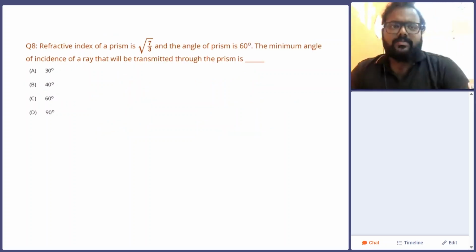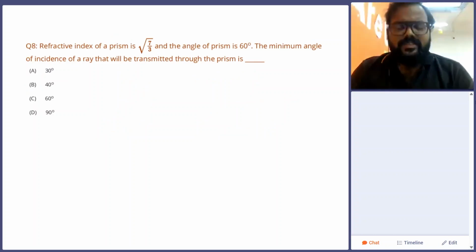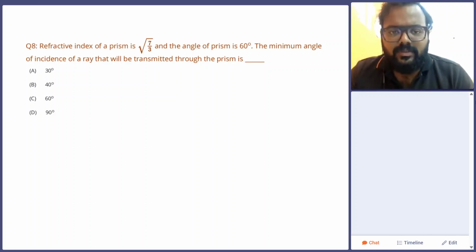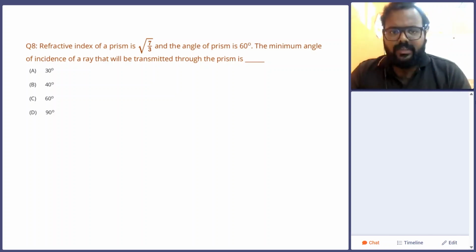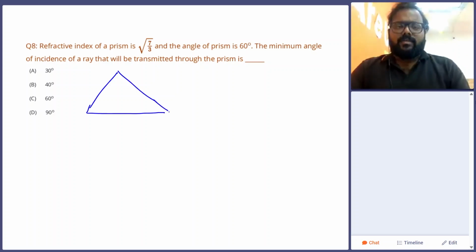Alright, let's go to the next question. Now the refractive index of the prism is root 7 by 3 and the angle of the prism is 60 degrees. The minimum angle of incidence of the ray so that it will be transmitted through the prism is, okay, now listen carefully. There is a prism like this, okay.